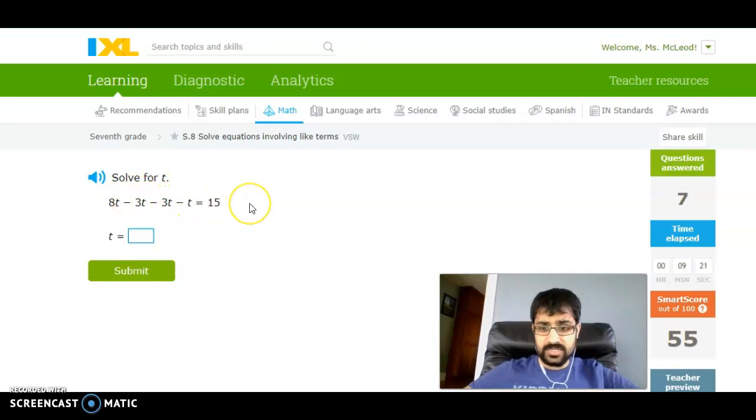Now you're going to combine 4 terms. I think you've got the hang of this. Good luck, and let us know if you have any questions.